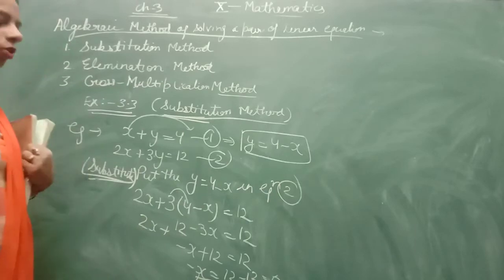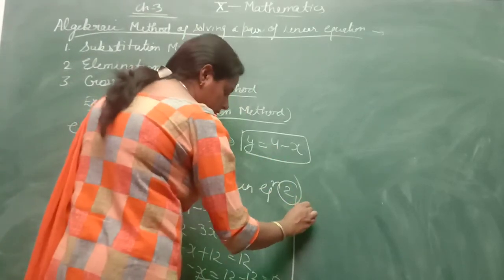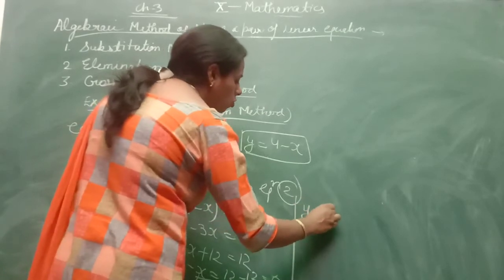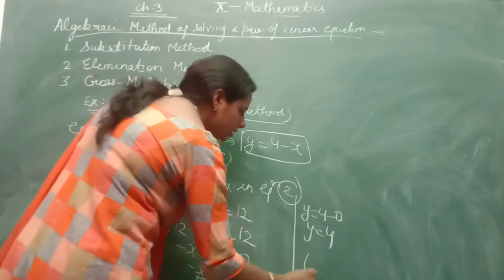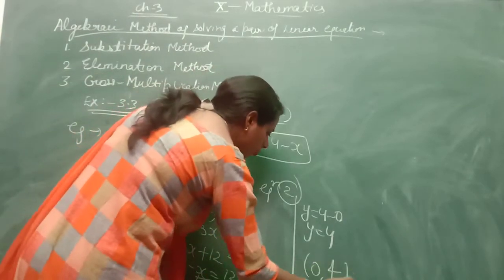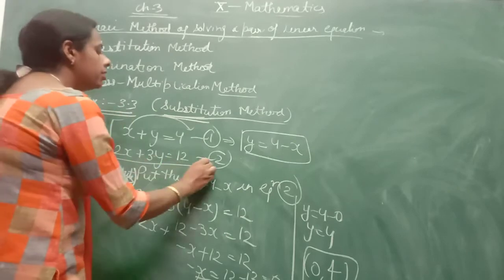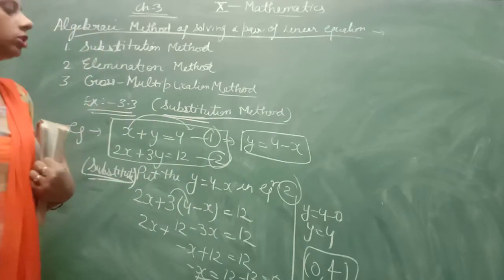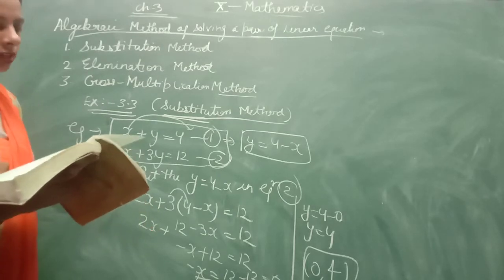For getting the value of y, put it in this equation. y is equal to 4 minus 0, so the value of y is 4. So x equal to 0 and y equal to 4 are the solution of this pair of linear equations. I am taking one more example, one more question of it.